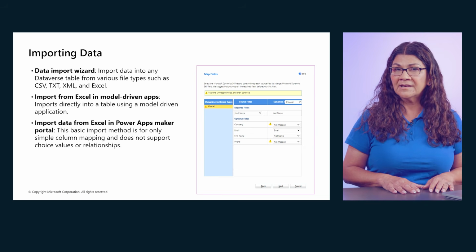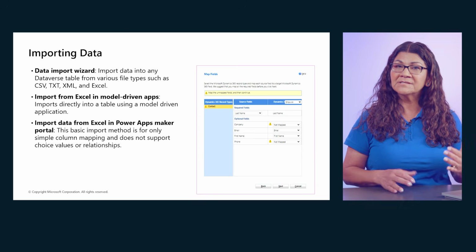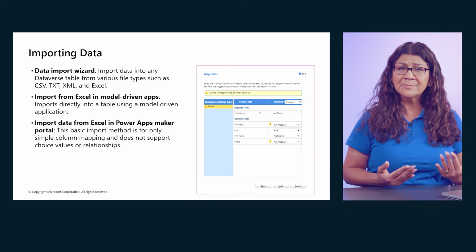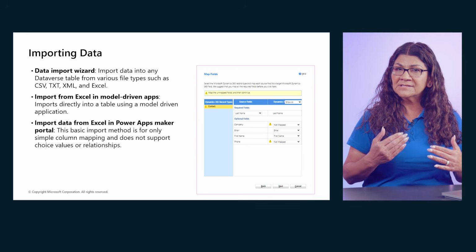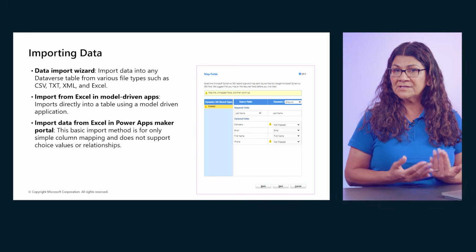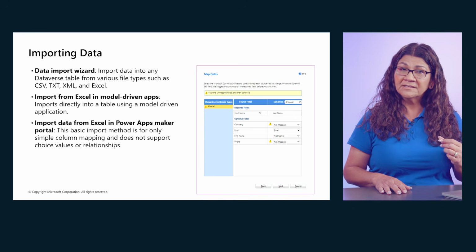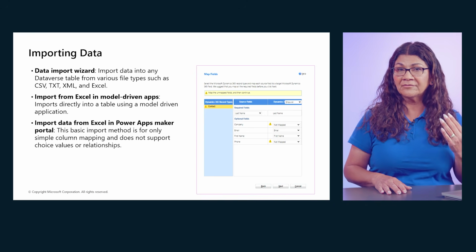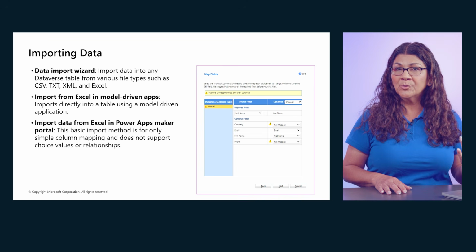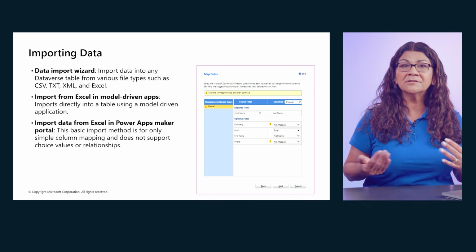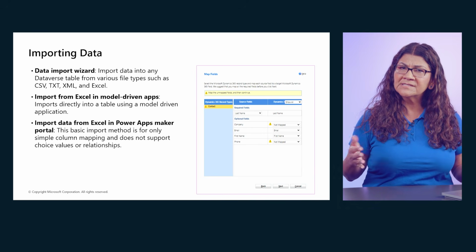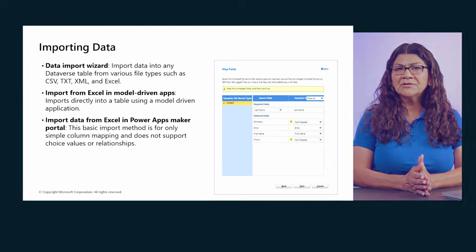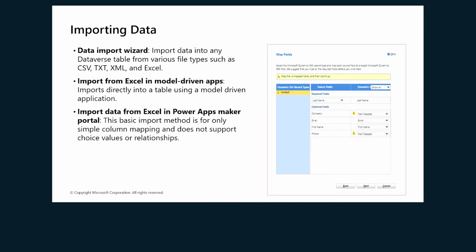Lastly, the import data from Excel in Power Apps Maker Portal offers some basic options, supporting only simple column mapping, and it's lacking a little in support for choice values and relationships that you might need. But it is ideal for very quick imports of a flat data structure, such as importing a list of product SKUs into a custom table. Each method offers a balance between simplicity and functionality, allowing users to choose the best approach based on their data structure and integration needs.